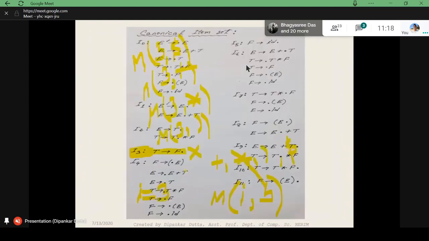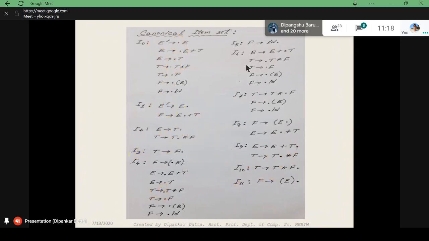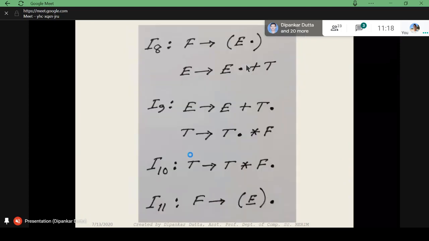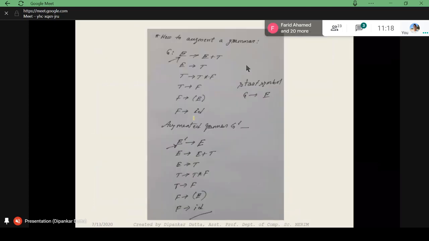It is in I3. That is why we choose the row number 3. But why 4? Why 4? We have to go for the previous production here. See, why 4?